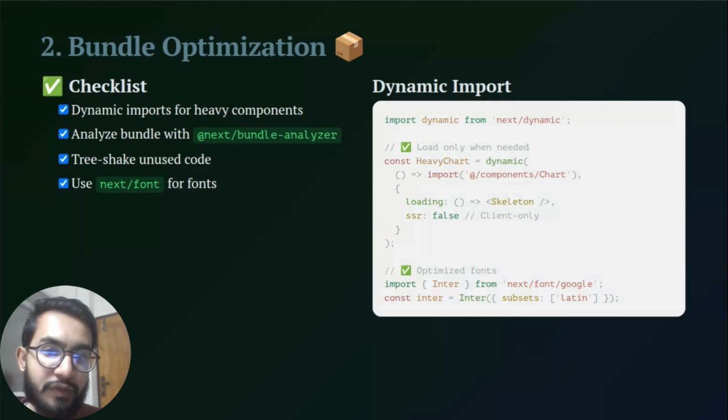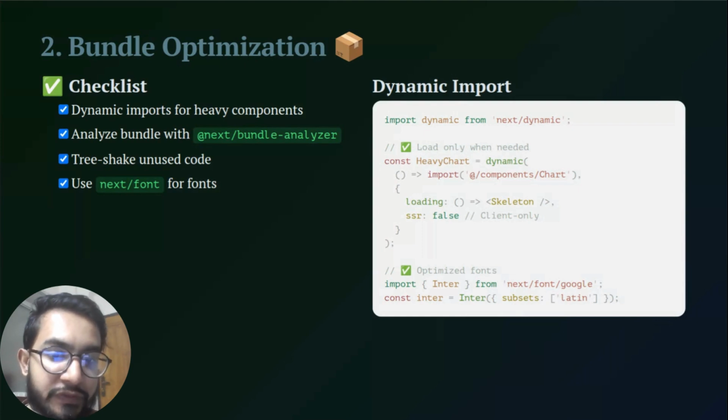Well, here is an example of a dynamic import, loading only when needed. It's a heavy chart, and you can set server side rendering to false. I mean, not client only false, actually server side rendering should be false. So this should not be rendered on the server, as it can slow down your page loading. So you need to carefully use dynamic import for the heavy component.